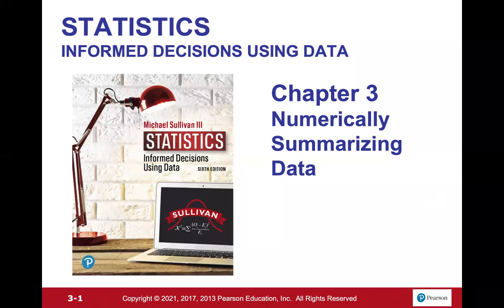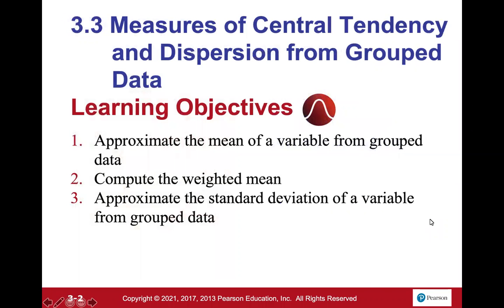All right, guys, back to chapter 3. This time it's section 3.3, measures of central tendency and dispersion from group data. So remember, group data is where we have the classes, lower class limit, upper class limit, class width, and a frequency associated with each of those.